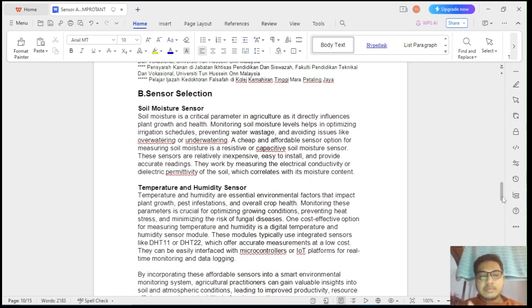Of course, this is my sensor selection for my agriculture project. Soil moisture sensor to monitor the soil, of course, soil moisture to prevent waste of water, and also to prevent dryness in the plant. Basically, to prevent wastage of water and dryness.